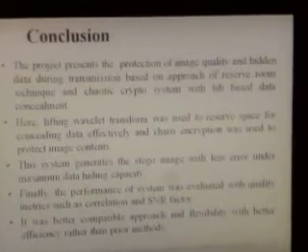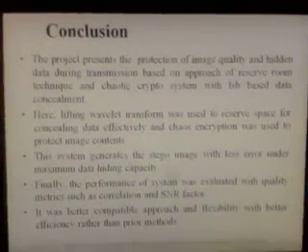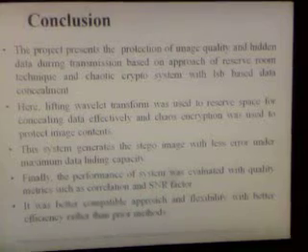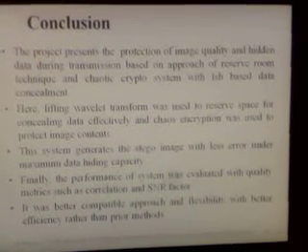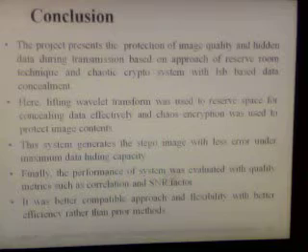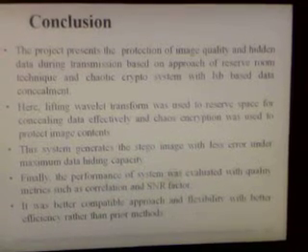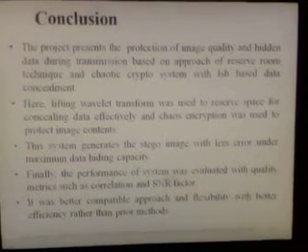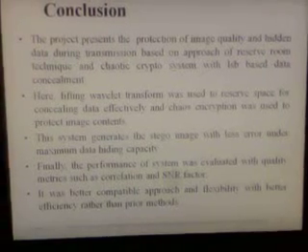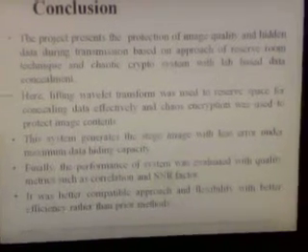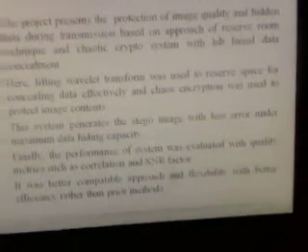This project presents the protection of image quality and hidden data during transmission, based on the reversible room technique and a chaotic crypto system with LSB based data concealment. The system generates a stego image with less error under maximum data hiding capacity. Finally, the performance of the system was evaluated with quality metrics such as correlation and SNR factor.